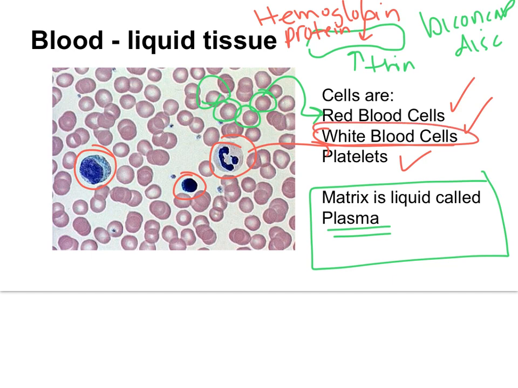And of course these are stained, guys. They're not really purple in real life, although red blood cells are red. And then our last type of tissue are platelets. Platelets are little cell fragments that have to do with blood clotting. So there's an example of some platelets.